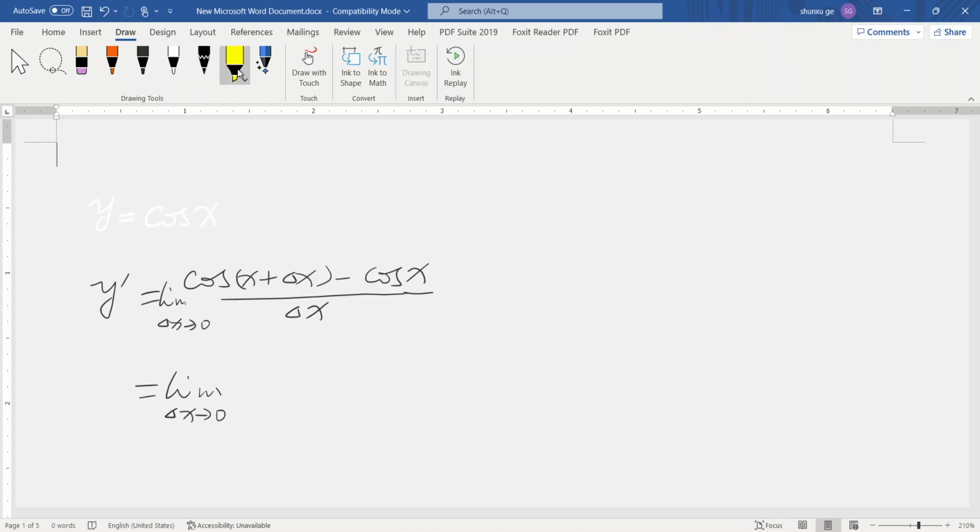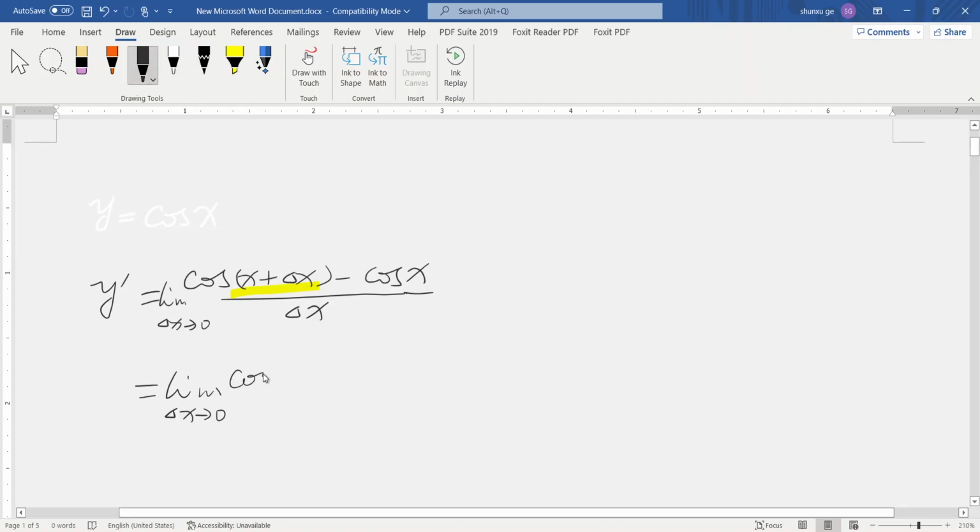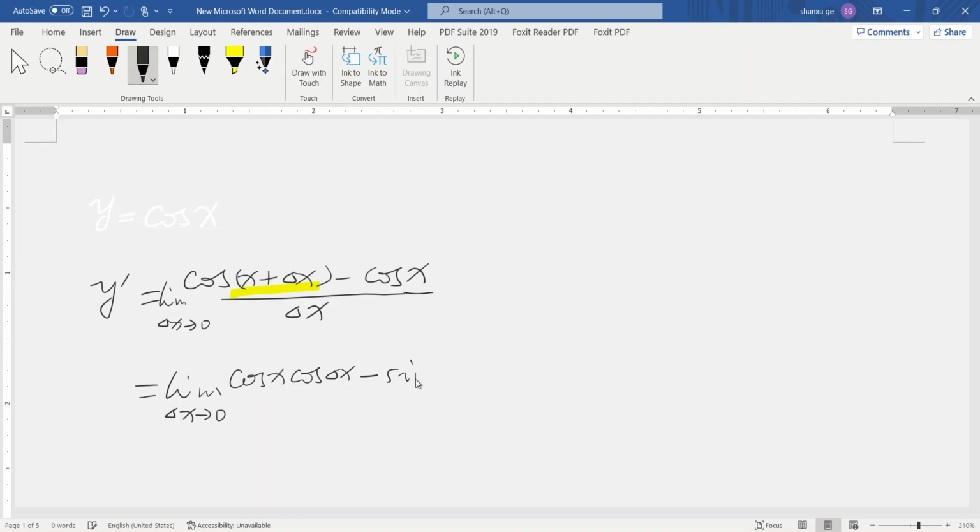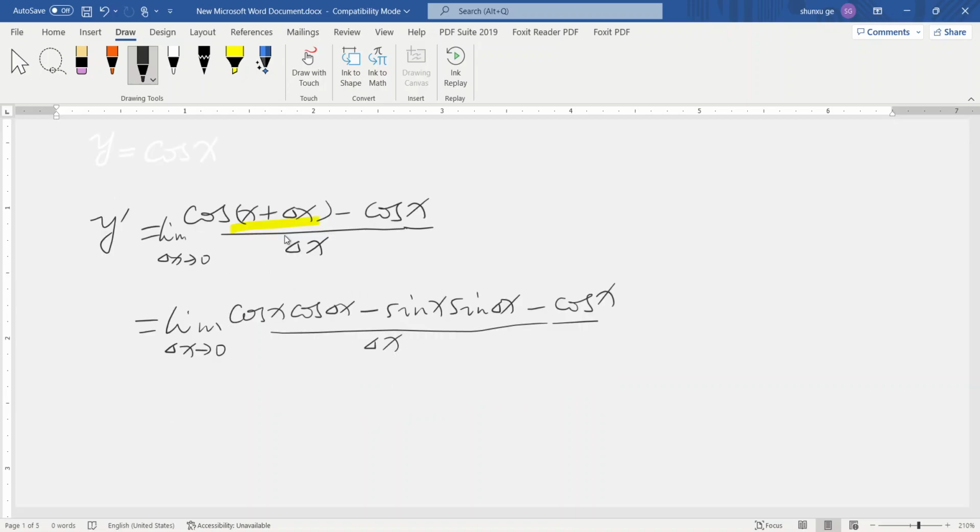So we open this part: cosine x cosine delta x minus sine x sine delta x, minus cosine x, over delta x. From this part to this part is the formula. If we don't know, I will write that. If you know that, it's okay. So that means after you watch my video, you should understand everything I write.